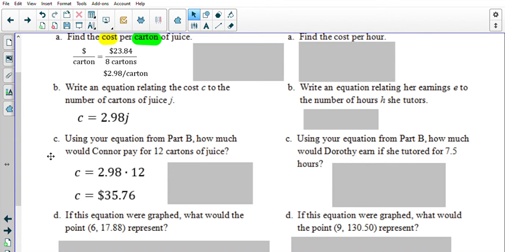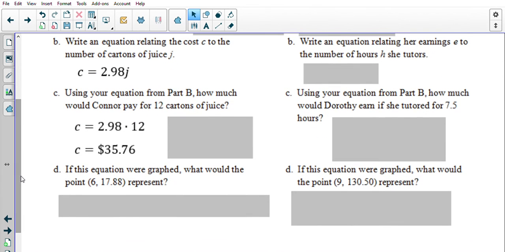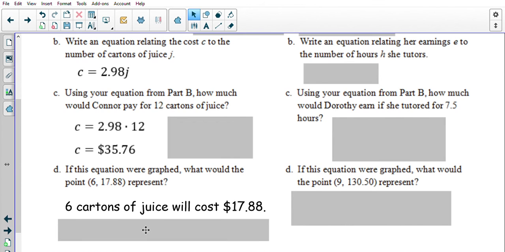So for part D, it says, if this equation were graphed, what would the point 6, 17.88 represent? So in this kind of situation, if we have 6, 17.88, it's going to be 6 cartons and the cost of $17.88. So 6 cartons of juice will cost $17.88.